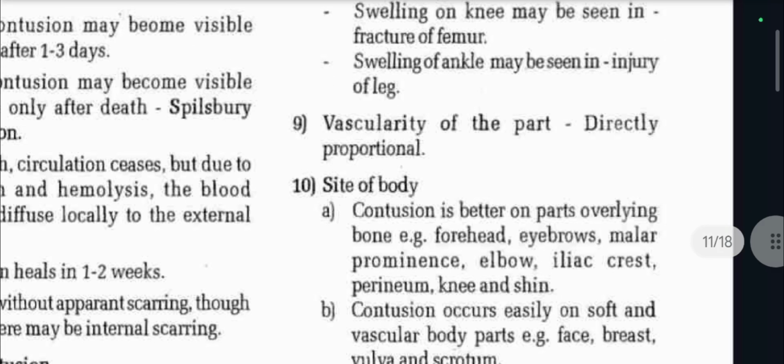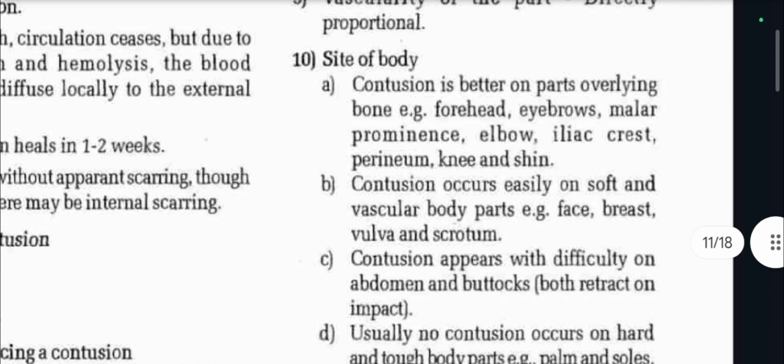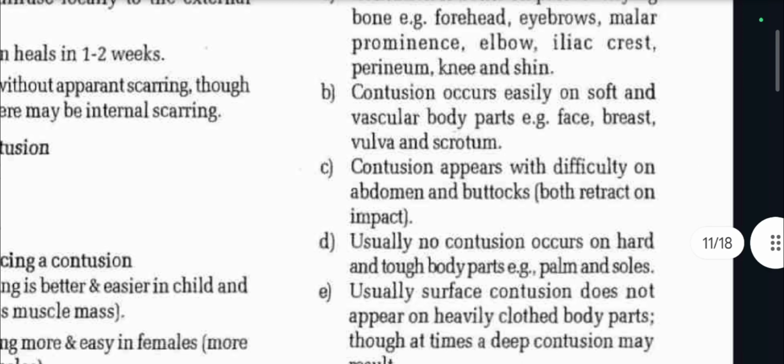Vascularity of the part is directly proportional. The more vascular the part, the more the contusion. Site of body: contusion is better on parts overlying bone. Example, forehead, eyebrows, malar prominence, elbow, iliac crest, perineum, knee, and shin. Shin of what? Shin of tibia.